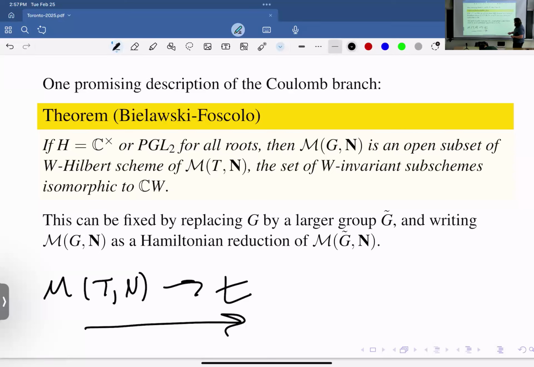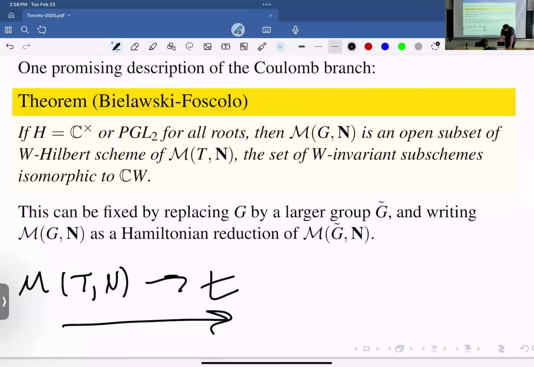So I can think of every element of the Coulomb branch as one of these subschemes. And the key observation, and I have a little bit of time, so it's okay, is: what does it mean that I get a subscheme down here? It has to be a copy of the co-invariant algebra, essentially. This is one of these theorems that sounds amazing, and then once you understand how this W Hilbert scheme works, it becomes very easy.